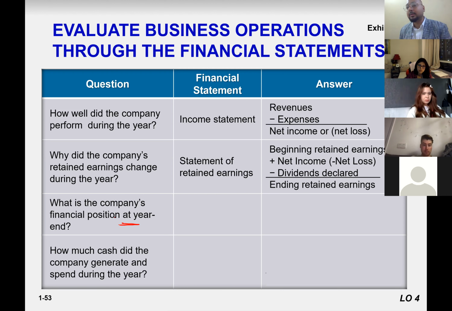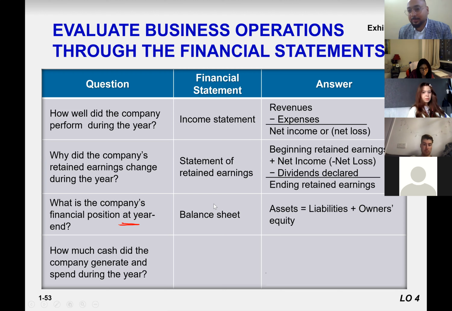At the year end means on a specific date, what is the financial position or financial worth of the business? You can find out through the balance sheet, right? And what is the balance sheet formula? Assets is equal to liabilities plus owner's equity.